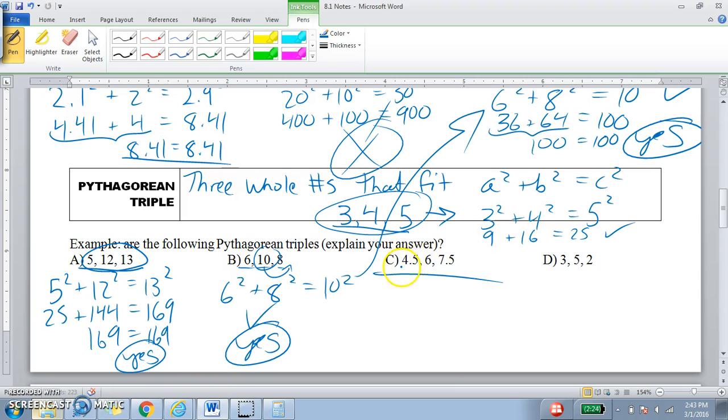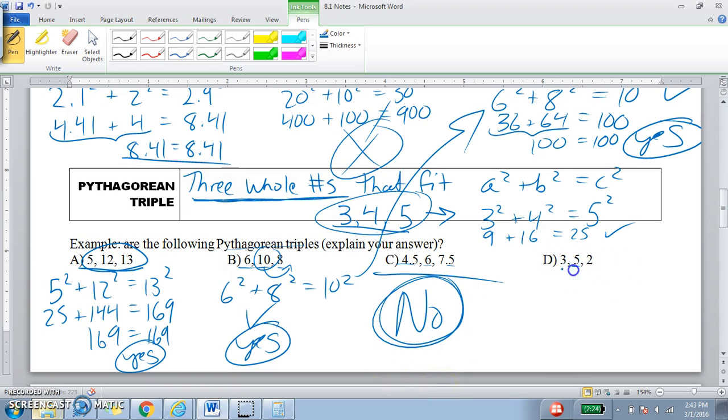This one, we don't even have to check, because the definition of a Pythagorean triple is 3 whole numbers. 4.5 and 7.5 are not whole numbers, so this is automatically no, even if it works in the Pythagorean theorem. These 3 numbers might make a right triangle, but if I'm asking you, is this a Pythagorean triple, your answer is automatically no, because these are not whole numbers.